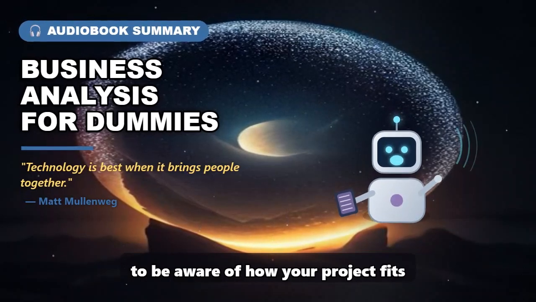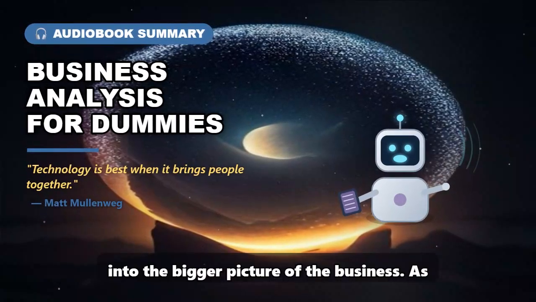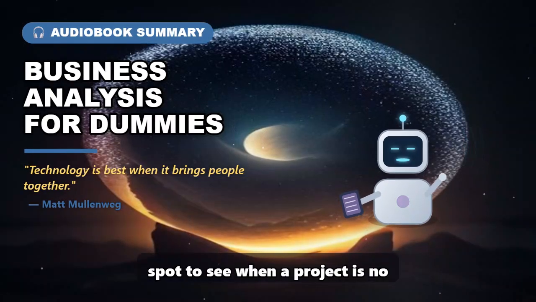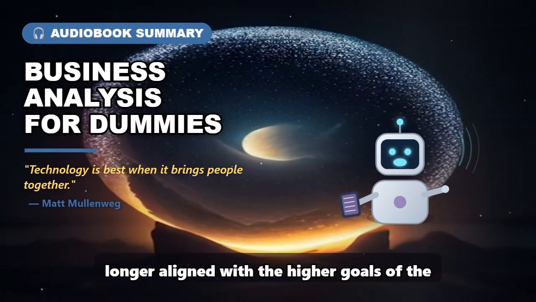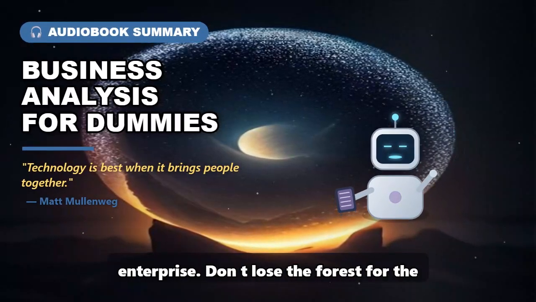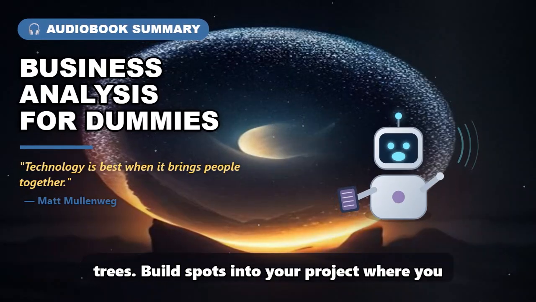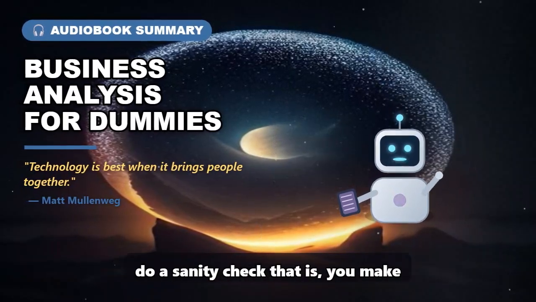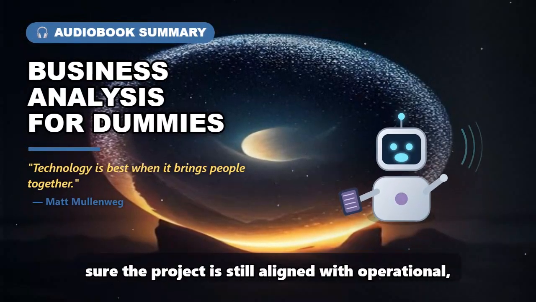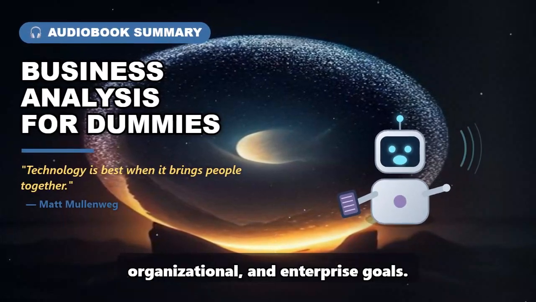You need to be aware of how your project fits into the bigger picture of the business. As a business analyst, you're in the perfect spot to see when a project is no longer aligned with the higher goals of the enterprise. Don't lose the forest for the trees. Build spots into your project where you do a sanity check, that is, you make sure the project is still aligned with operational, organizational, and enterprise goals.